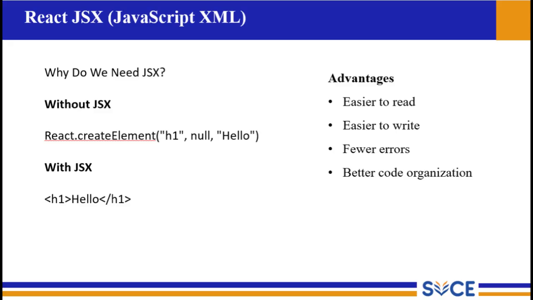To solve this problem, Facebook introduced JSX. With JSX, the same heading can simply be written using familiar HTML syntax. This makes the code much cleaner. It becomes easier for teams to work together because everyone can understand the structure immediately. Developers spend less time understanding code and more time building features.